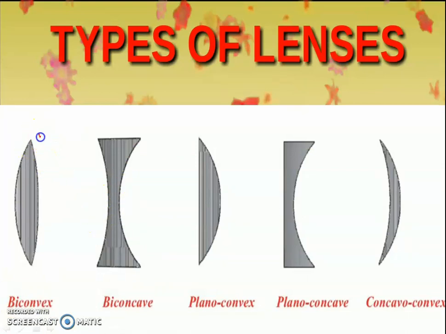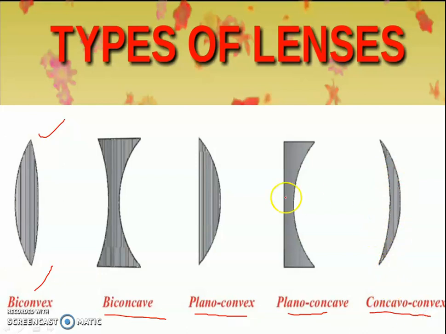In the first diagram, you see both the surfaces are convex from the rarer medium, so it is called a biconvex lens. This lens is concave on both sides, so it is called a biconcave lens. In this lens, the first surface is plane, whereas the second one is convex, so it is called a plano-convex lens. In the fourth diagram, the first surface is plane, the second is concave, so it is called a plano-concave lens. In the last diagram, the first surface is concave, the second is convex, so it is called a concavo-convex lens.